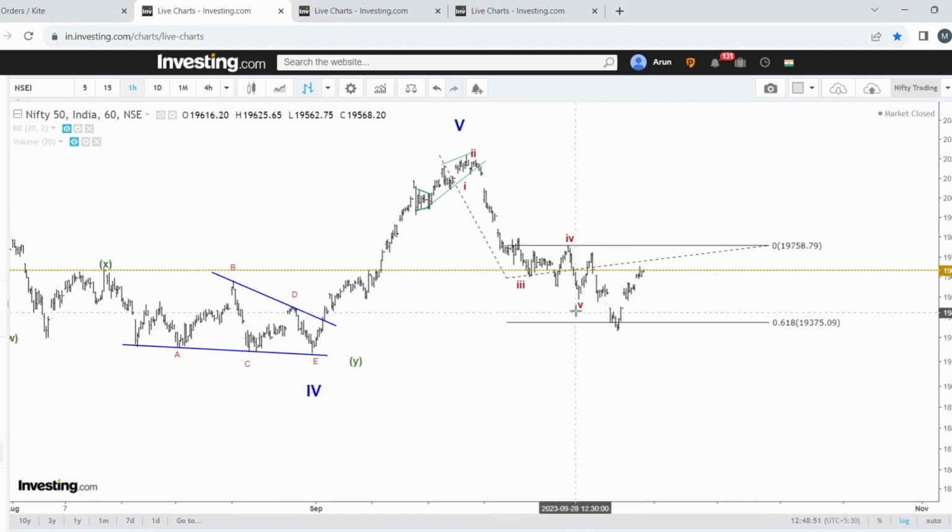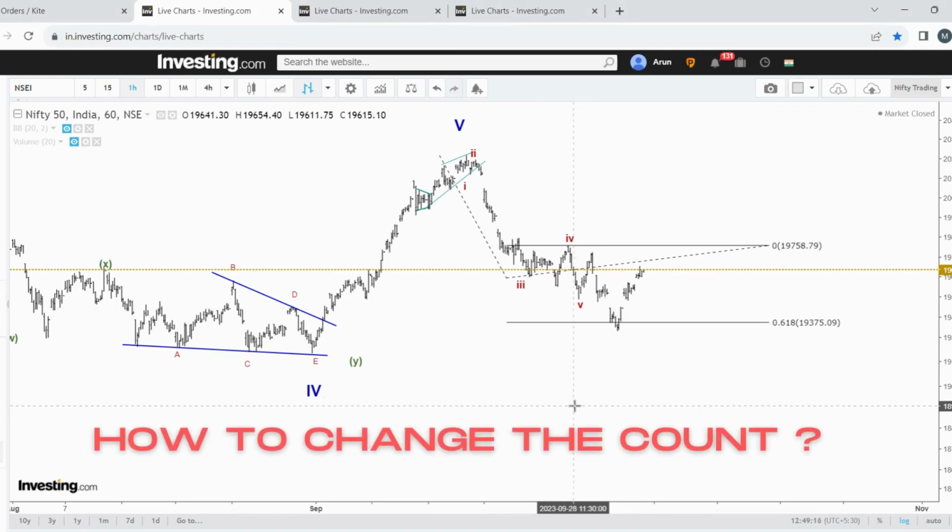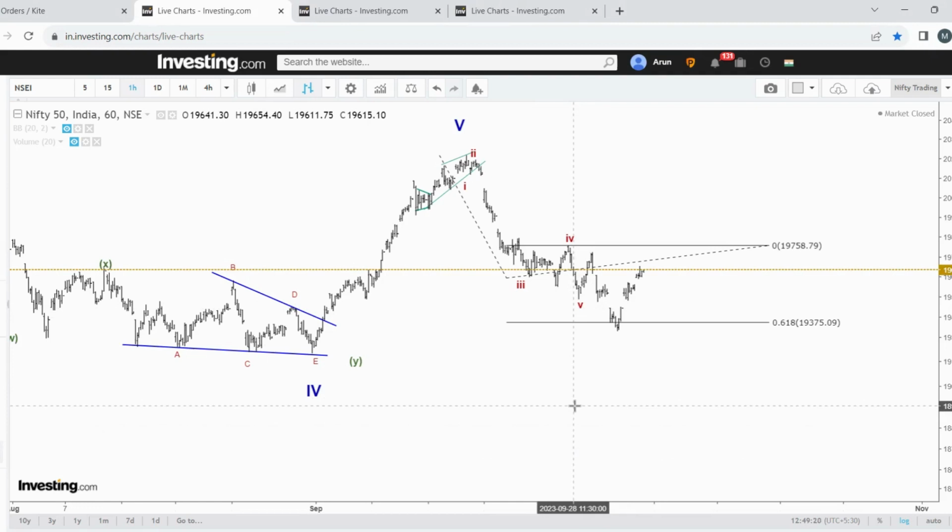So now, how to change the count? It's an important point. In the previous video, I said that as an Elliott wave trader, or whatever method you are following, you should be very flexible in changing the count or alterations or viewpoint. So how do you change the count if the price moves against us?